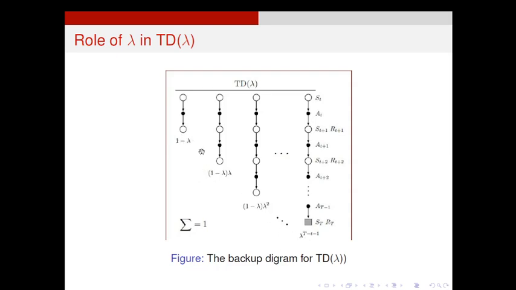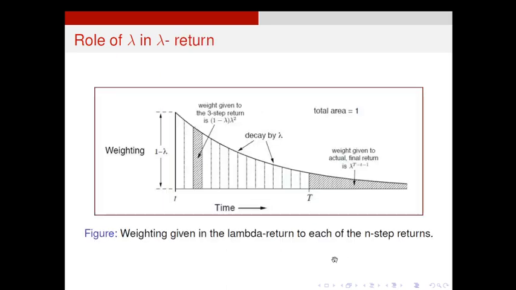So it is decayed by lambda. As it moves on, it is decayed by lambda. Initially 1 by lambda, then 1 by lambda into lambda, because lambda is less than 1. That is why we say it is decayed by lambda. So that is the role of lambda in lambda return. Then what happens when we apply this weighted distribution for G t lambda? What is the role of lambda in defining this G t lambda or lambda return?